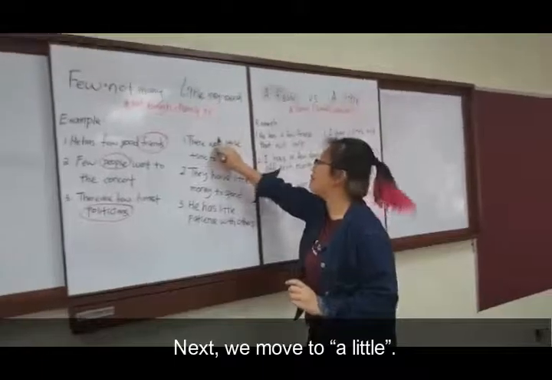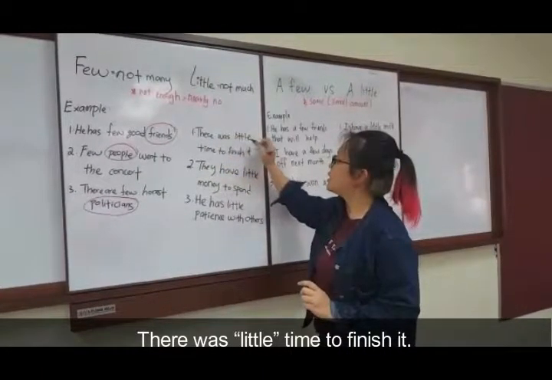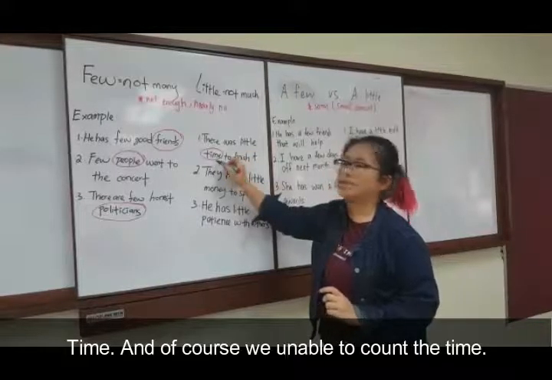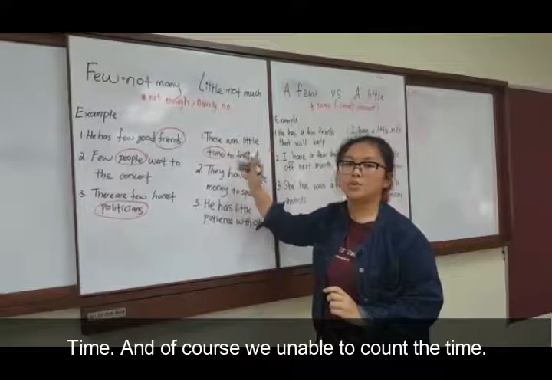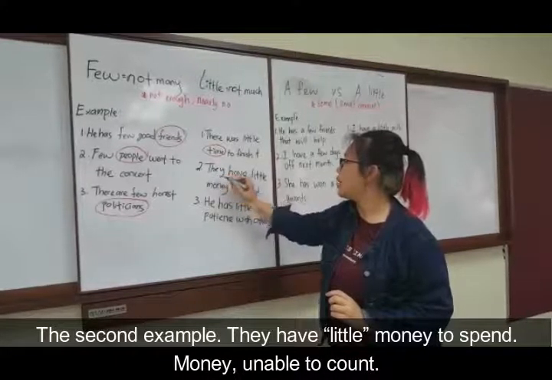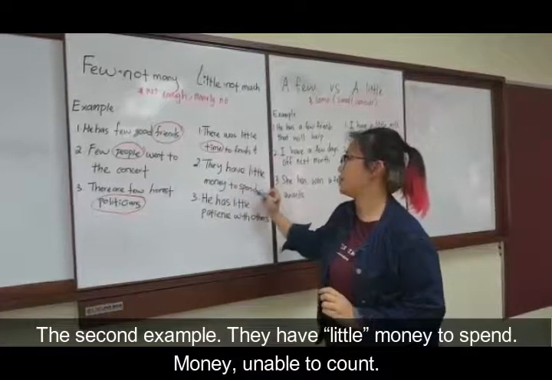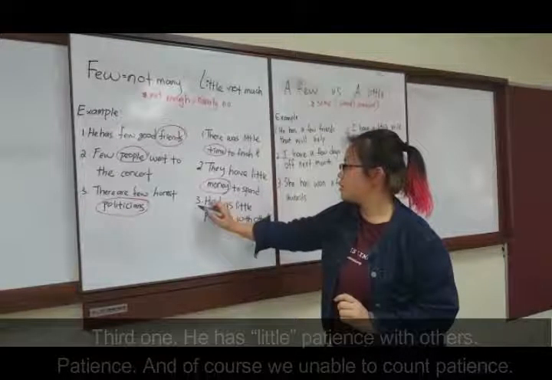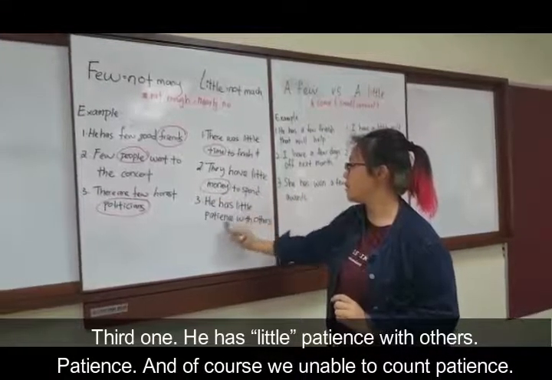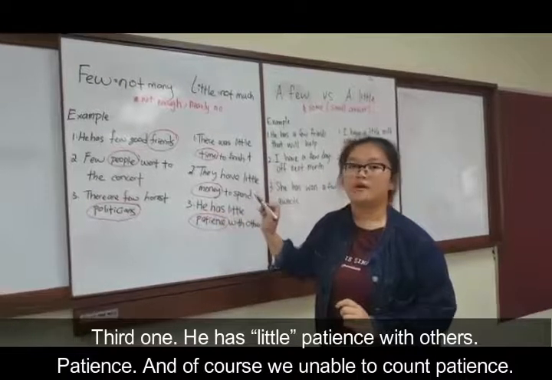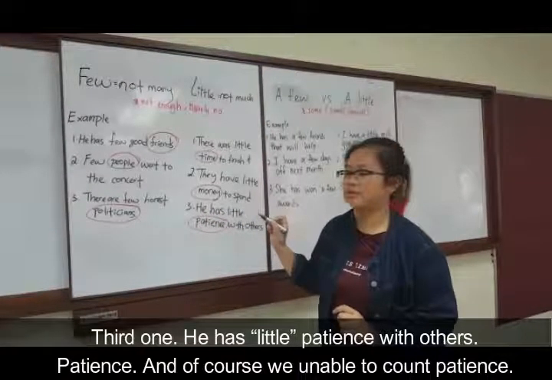Next, we move to little. There was little time to finish it. The noun is time, and of course we are unable to count time. The second example, they have little money to spend. Money, unable to count. Third one, he has little patience with others. Patience, and of course we are unable to count patience.